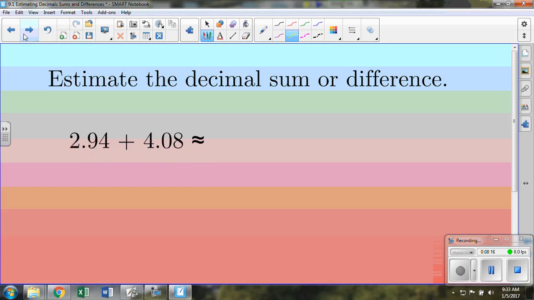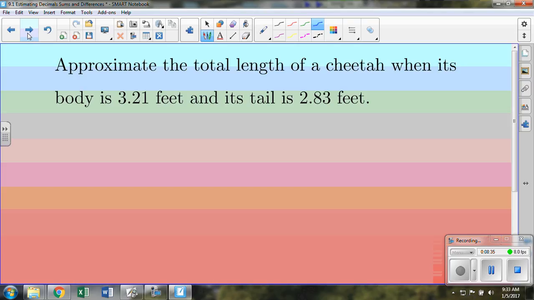Using the blue method, 3.94, going to round up to 4. 4.08 would, of course, round down to 4. That gives us our approximation of 8. Last one. This is one that we're going to use the yellow method for.